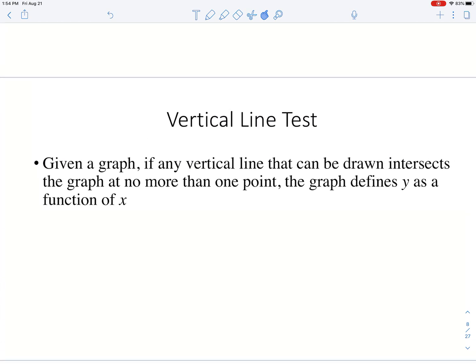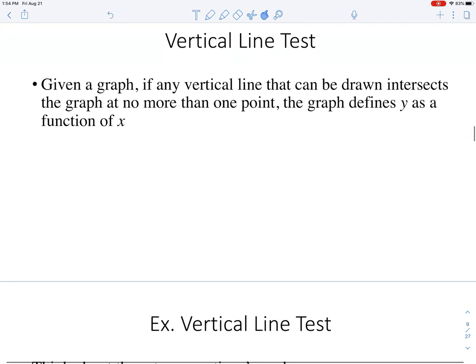And that just goes back to the definition of a function, where every element in the domain must correspond to exactly 1 element in the range. Every x needs to map to exactly 1 y.